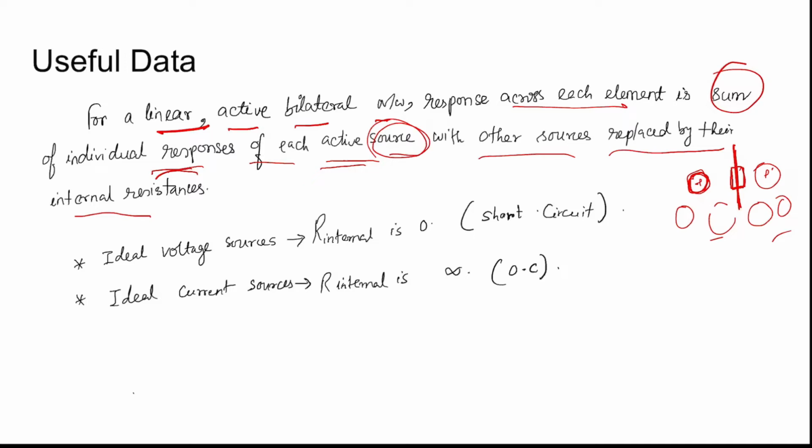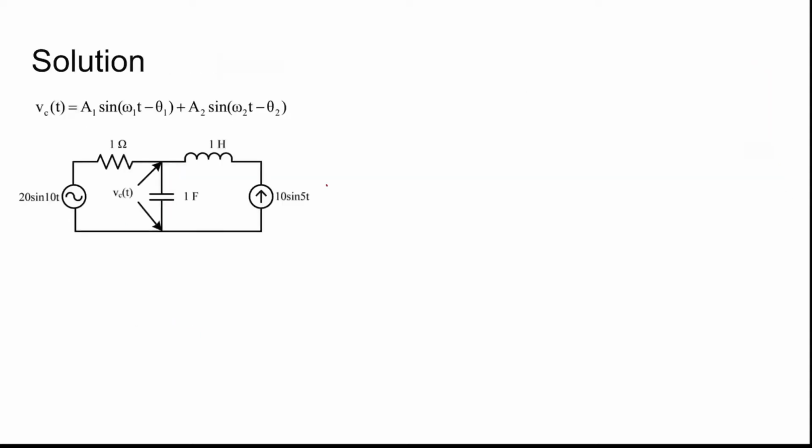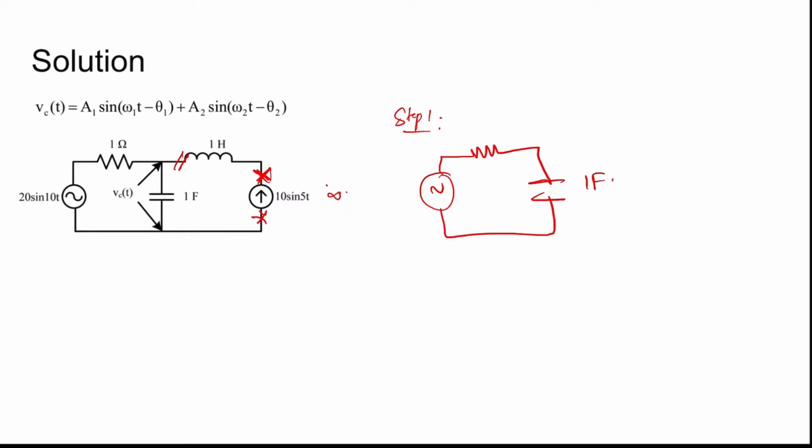One thing you should also remember is that while deactivating a source, you replace it with its internal impedance. For an ideal voltage source the internal impedance is 0, and for an ideal current source the internal impedance is infinity. Coming to the solution, step 1: you deactivate this current source, so replace it with its internal resistance, that is infinity, so open circuit. So this branch is gone because it is open circuit. Now we have this circuit, with the capacitor of 1 farad and 1 ohm.